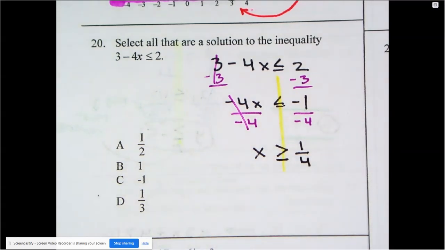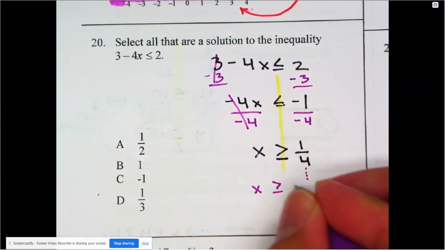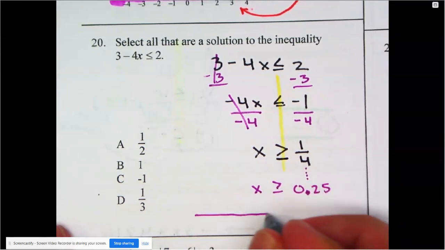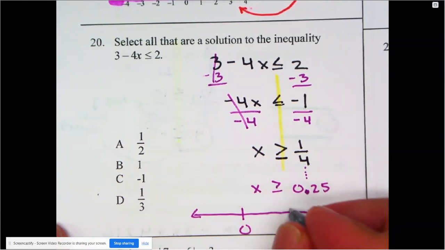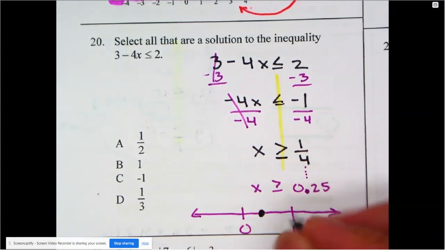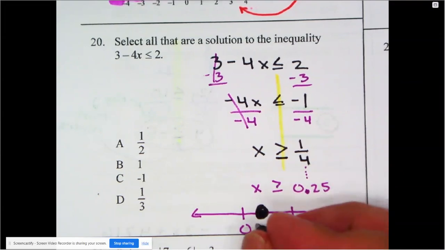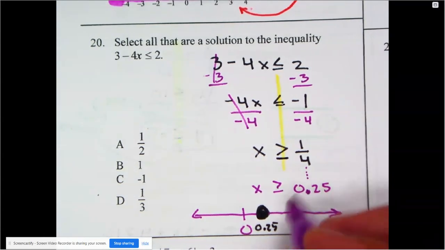Now, this one's a little tougher. I get that. So here's one thing that you can do. You have a calculator. You can turn that with the calculator into a 0.25. Okay? So when I put that on my number line, there's 0. There's 1. 0.25, a quarter would be right there. And yes, they want me to fill it in, so I'm already filling it in. So there's 0.25. And then they said, go to the right side.